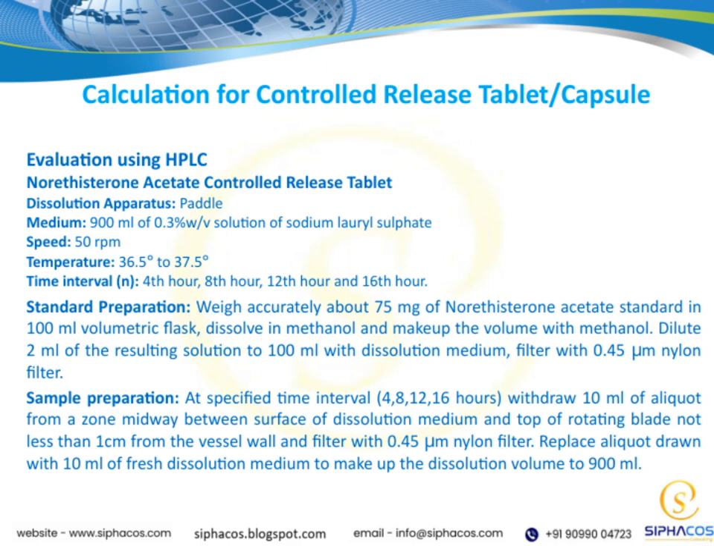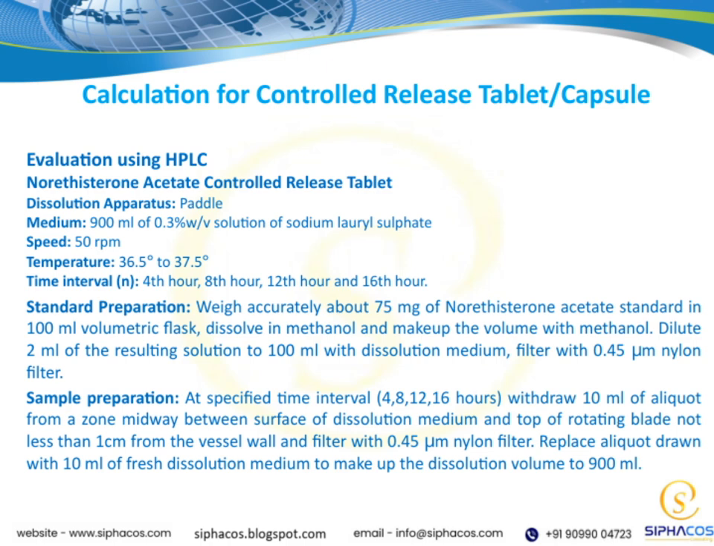When it comes to the sample preparation, at each designated time point, we withdraw 10 milliliters of aliquot from a zone roughly midway between the surface of the medium and the top of the rotating paddle, specifically, at least 1 centimeter from the vessel wall. We filter this sample through the same 0.45 micron filter to remove any particulates.